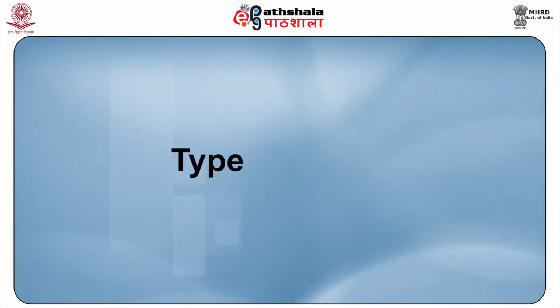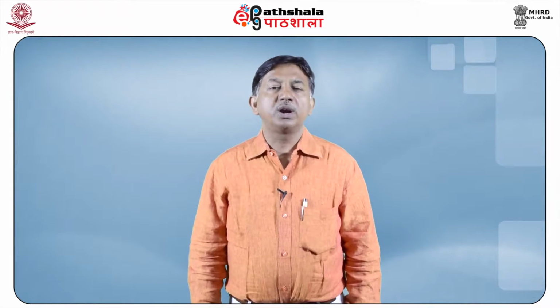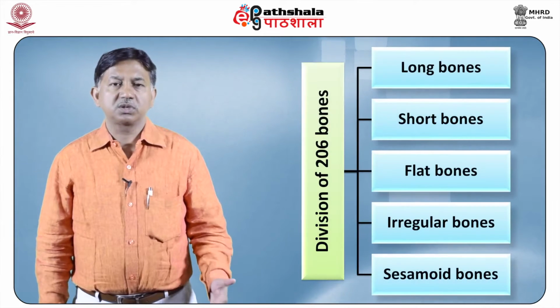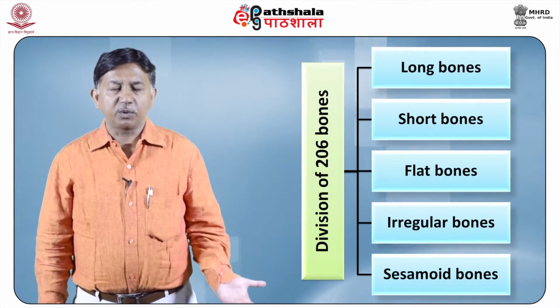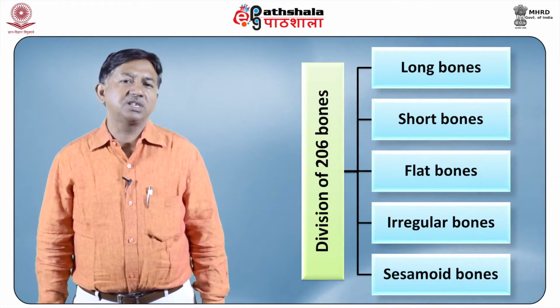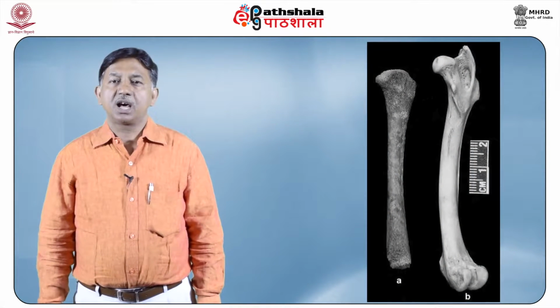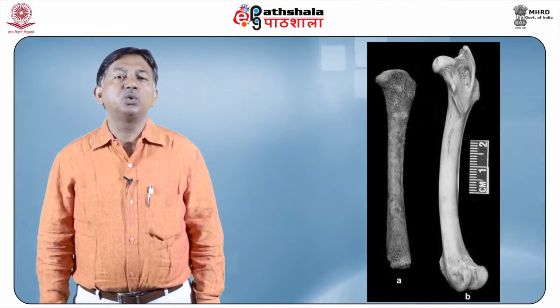Now let's see the various types of bones. All the 206 bones can be divided into 5 types, that is the long bones, the short bones, the flat bones, the irregular bones and the sesamoid bones. Now let's see the long bones. These are larger in length as compared to their width.